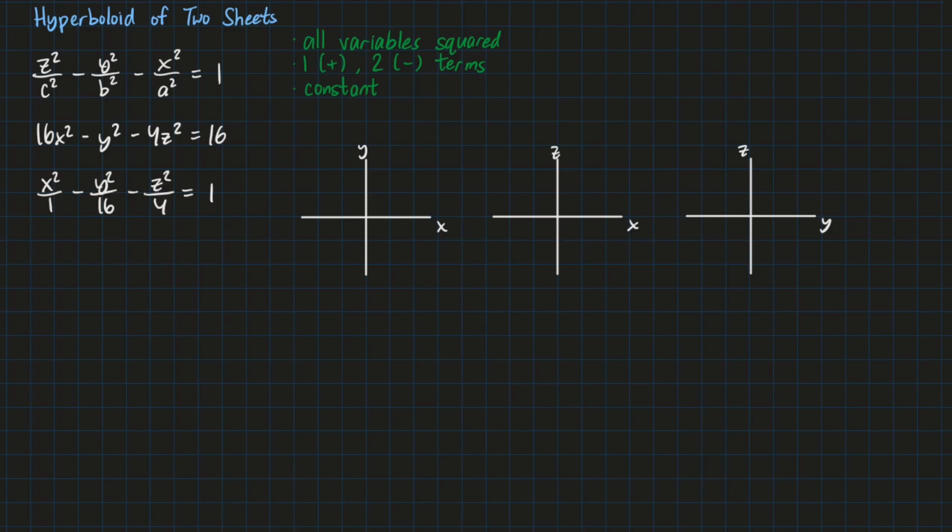And like before, we can try to plot 3 traces for each plane. We'll start with the xy plane. This is when z equals 0. If we plug in a 0 for z, we're left with x squared over 1 minus y squared over 16 equals 1. So this is a hyperbola.